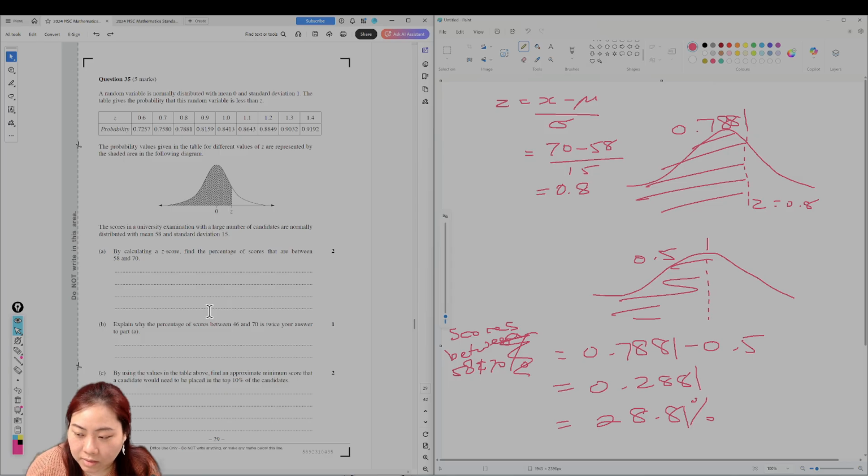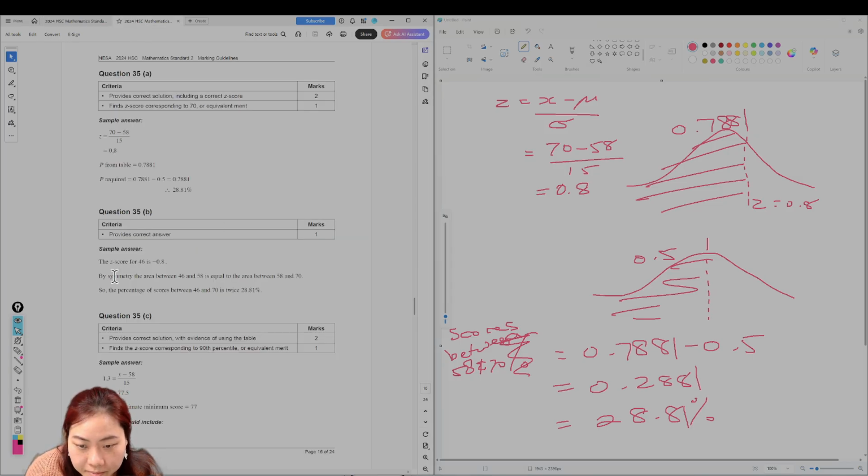It's twice the percentage. How will they word it? Let me see. Yeah, it's negative 0.8. By symmetry, the area between 46 and 58 is equal to the area between 58 and 70. So the percentage will be twice. Yeah. They worded it much more eloquently than I can. So follow what they say.